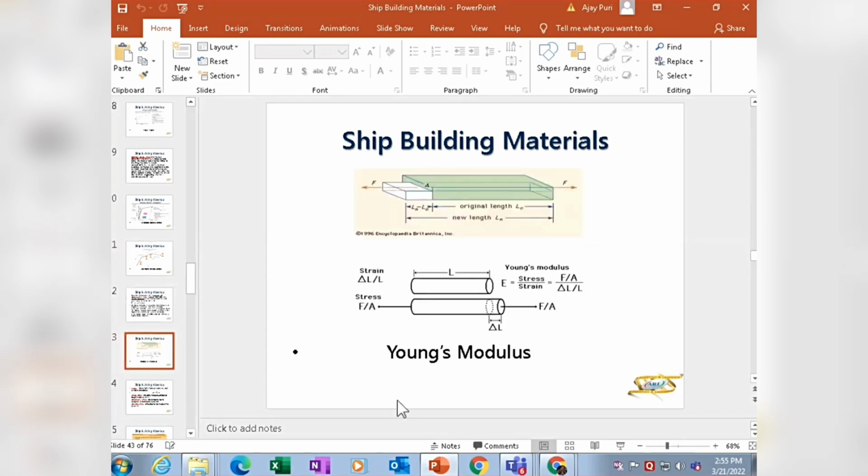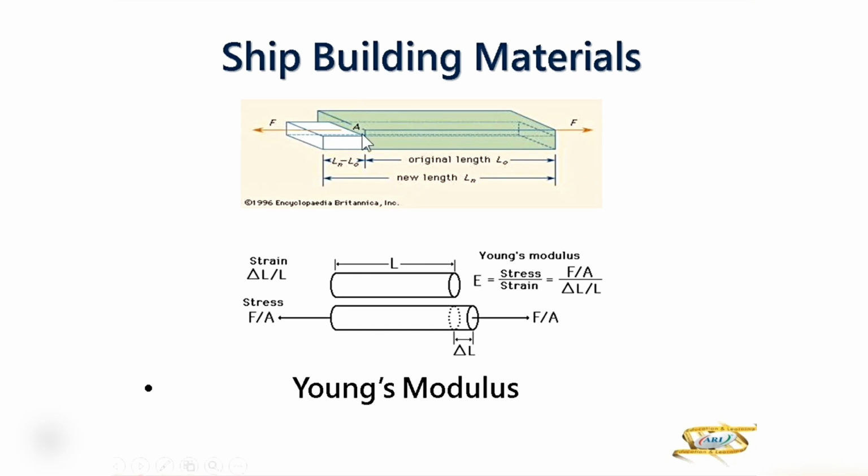Now if you see this diagram, this is the original length of the material, Lo, and you're pulling it horizontally. So the new length is Ln and the change in length is Ln minus Lo. The strain is Ln minus Lo, which is delta L divided by the original length Lo. That's the strain. You can also write it as new length minus old length divided by old length.